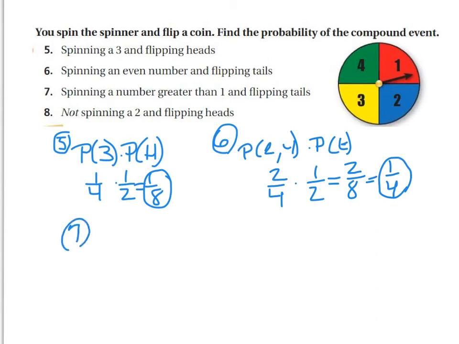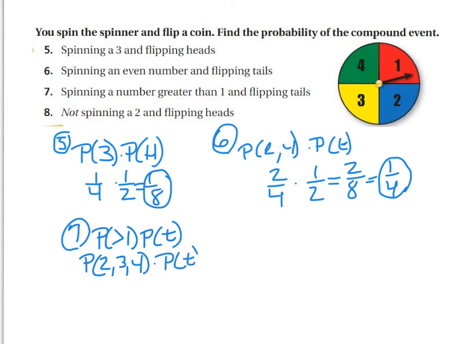All right, let's look at number 7 now. Number 7 is asking for spinning a number greater than 1 and flipping tails. So greater than 1 means you're going to spin a 2, a 3, or a 4 on that spinner, times the probability of flipping tails. So you have 3 outcomes out of 4 you could get, and we know the probability of tails is 1/2. 3/4 times 1/2 is 3/8, and that cannot be simplified.